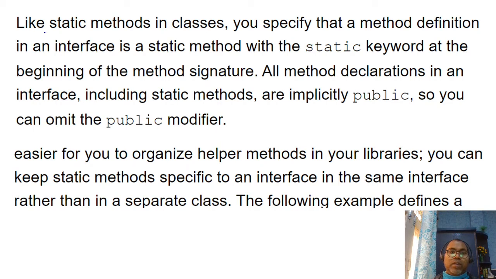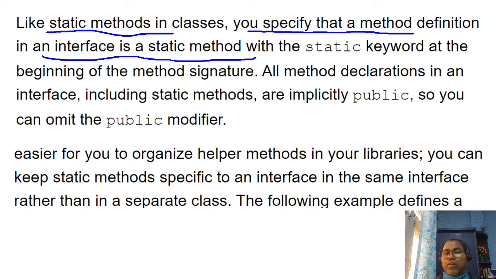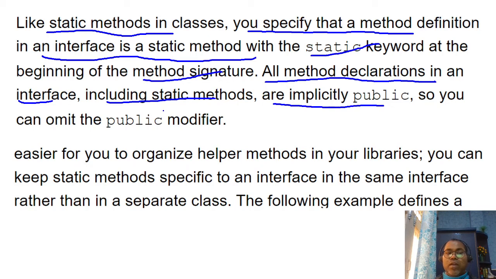Similar to a static method in a class, you can also define a static method in an interface. You specify a method definition in an interface as a static method with the static keyword at the beginning of the method signature. All the methods declared in an interface, including static methods, are implicitly public, so you can just remove your public modifier. It is easier for you to recognize the helper method for your library.